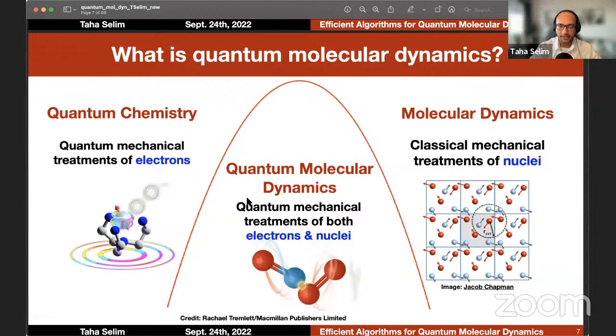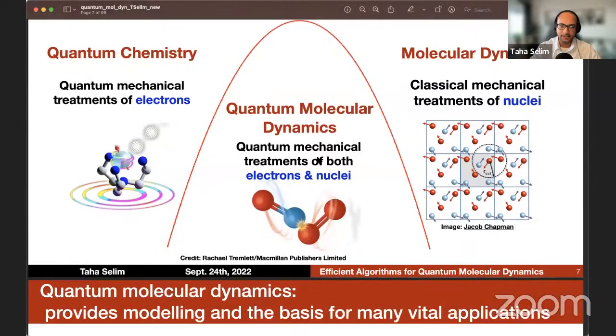In quantum molecular dynamics, it's a combination of both. We use quantum mechanical treatments of both electrons and nuclei at the same time. So it's a bit more general than the two, and it uses quantum chemistry in the backbone to describe the interaction between molecules, and of course the Schrodinger equation and so on to describe the dynamics.